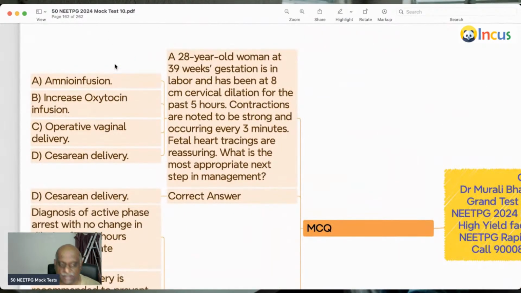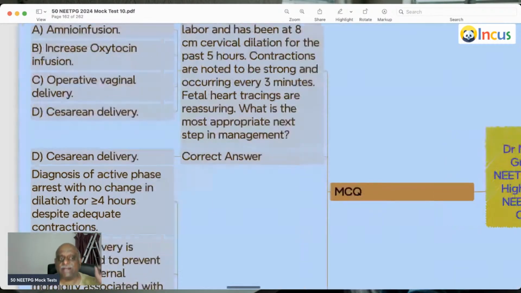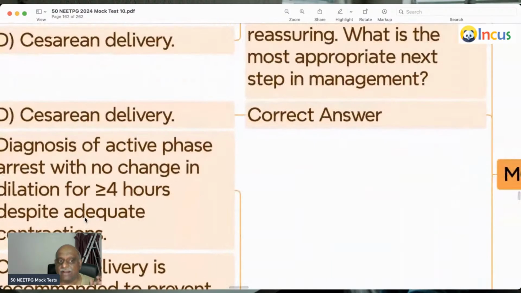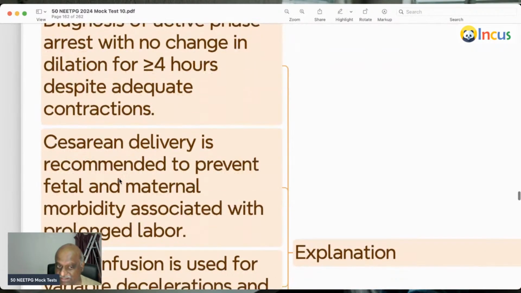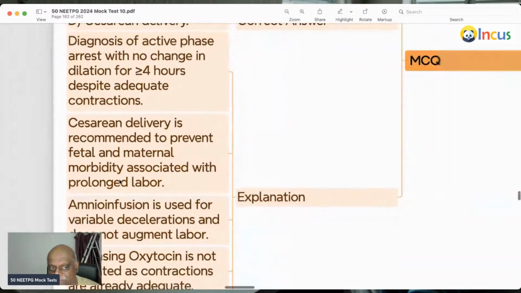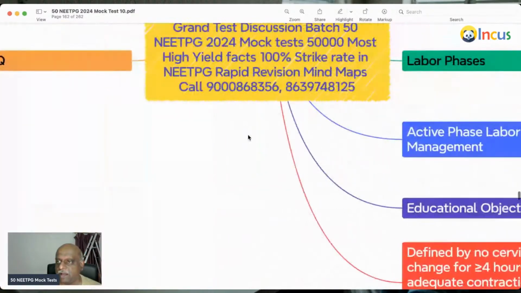A 28-year-old woman, 39 weeks in gestation, in labor, at 8 centimeters cervical dilatation for the past 5 hours. Contractions are noted to be strong, occurring every 3 minutes. Fetal heart rate is reassuring. Whenever there is no change in cervical dilatation for more than 4 hours in spite of adequate contractions, that is the diagnosis of active phase arrest. Caesarean delivery is recommended to prevent the fetal and maternal morbidity associated with prolonged labor.